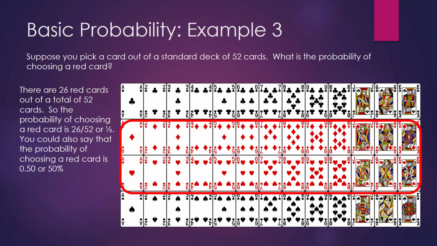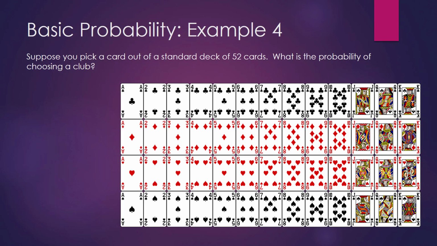As you can see, there are 26 red cards and a total of 52 cards in a deck. So the probability of choosing a red card is 26 over 52, or 1/2. You could also express this as a decimal or percent by saying that your probability is 0.5 or 50%.